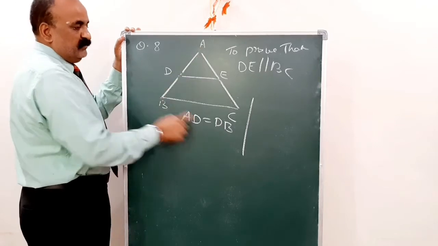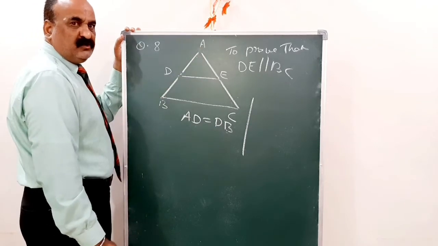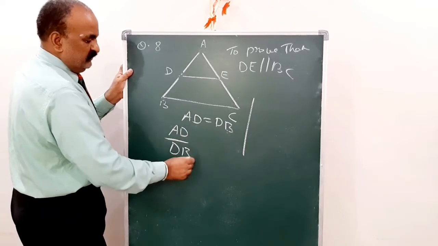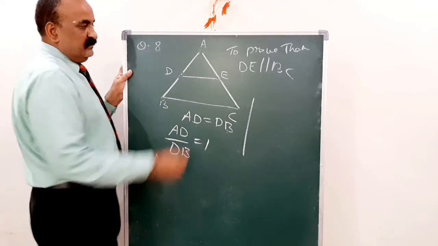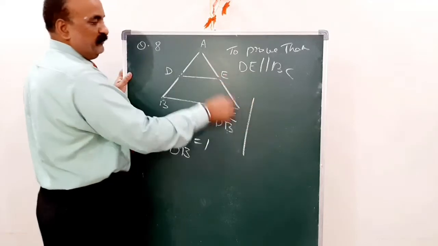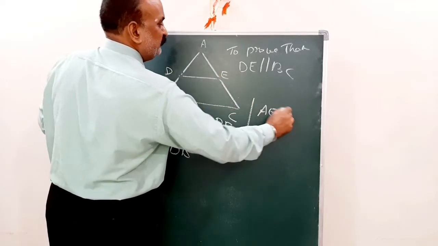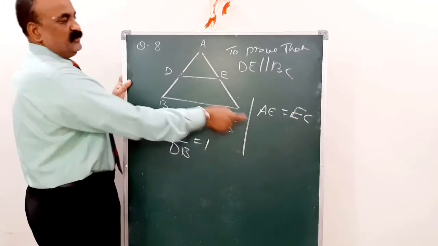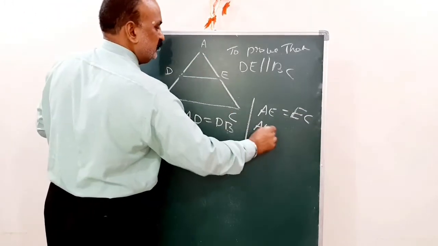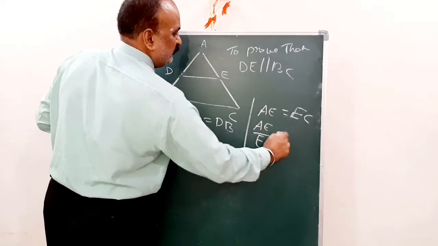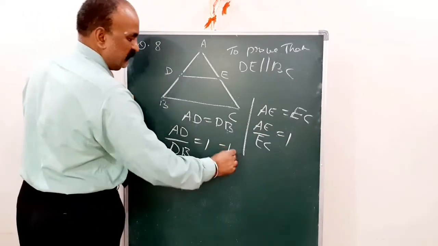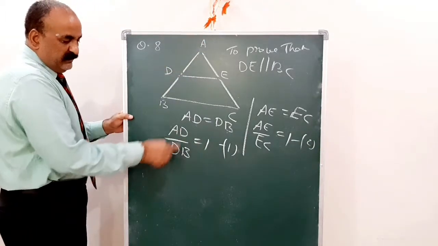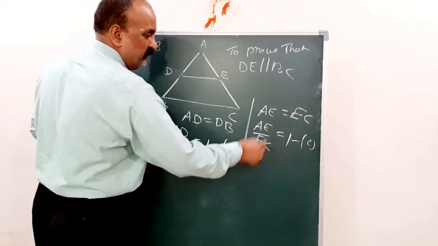Okay. Now, D is the midpoint of AB. It means AD is equal to DB. It means AD upon DB is equal to 1. Similarly, E is the midpoint of AC, so AE is equal to EC. It means AE upon EC is equal to 1. So this is number 1, this is number 2. So 1 is equal to AD upon DB and 1 is equal to AE upon EC.